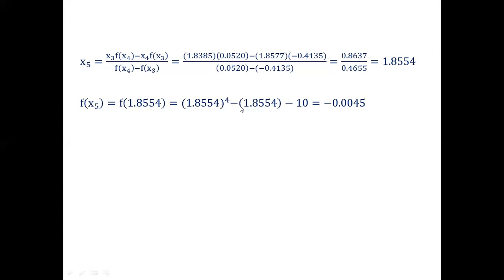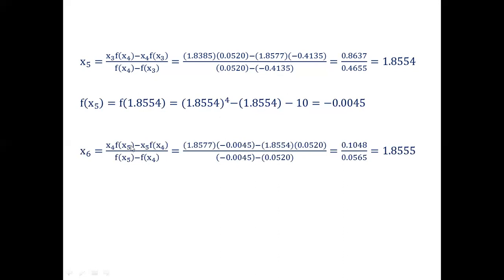f of x5 is equal to x power 4 minus x minus 10, that is 1.8554 whole power 4 minus 1.8554 minus 10. So simplification gives minus 0.0045.